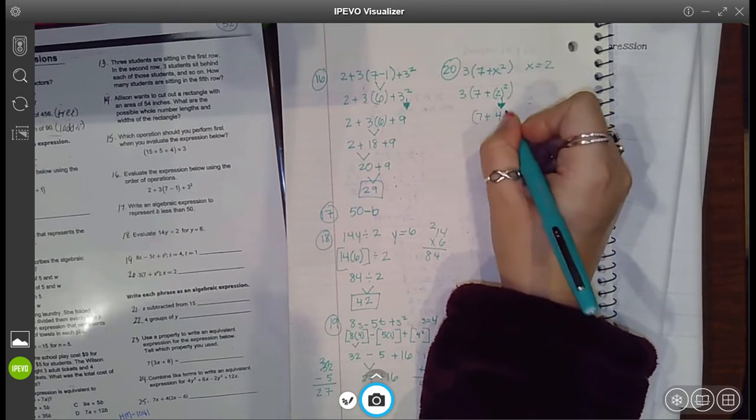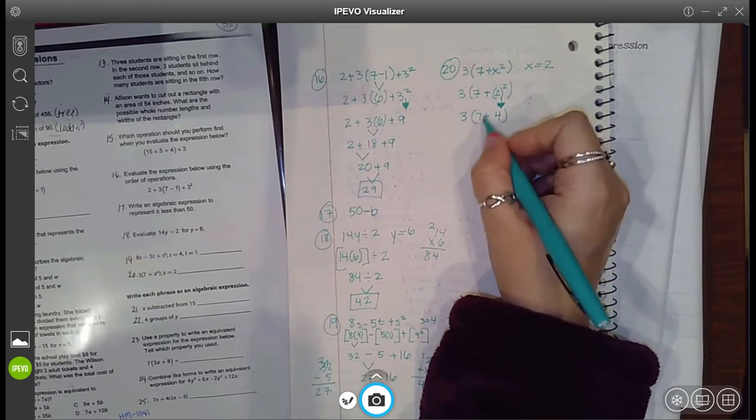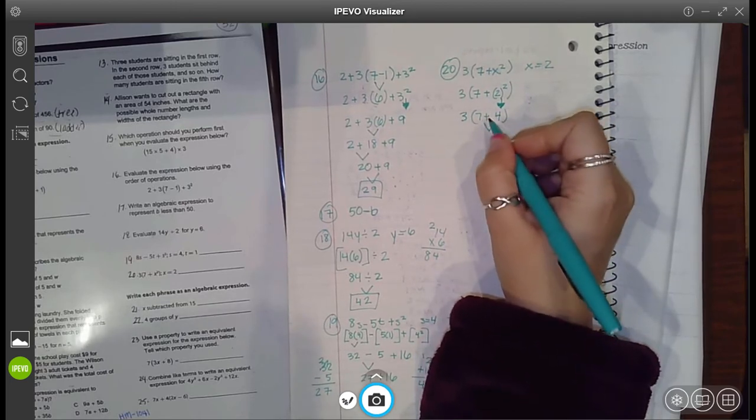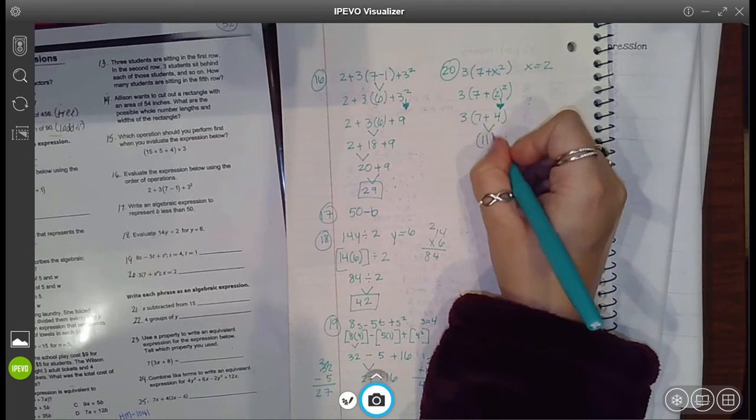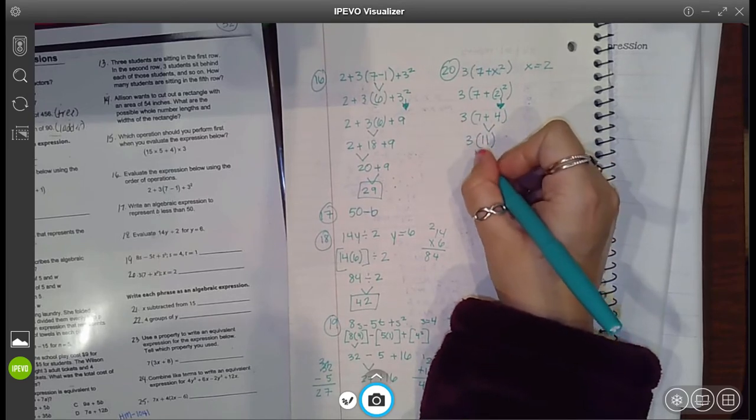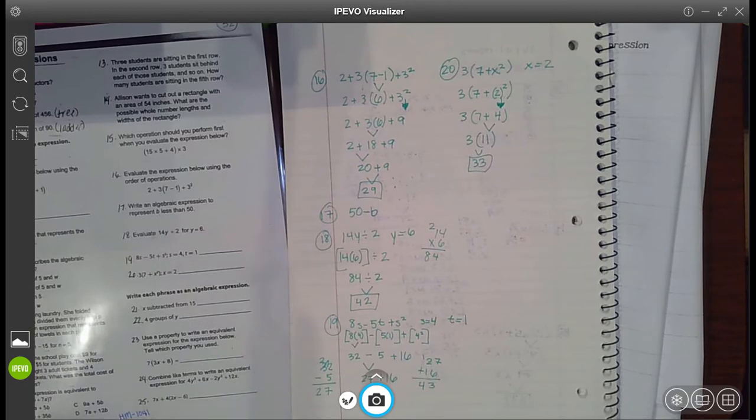Now the plus 7 times 3. Okay, I still need to get this parentheses to a single number. 7 plus 4 is 11. And 3 times 11 is 33. Okay, I'm going to change colors just so that it doesn't blend in together.